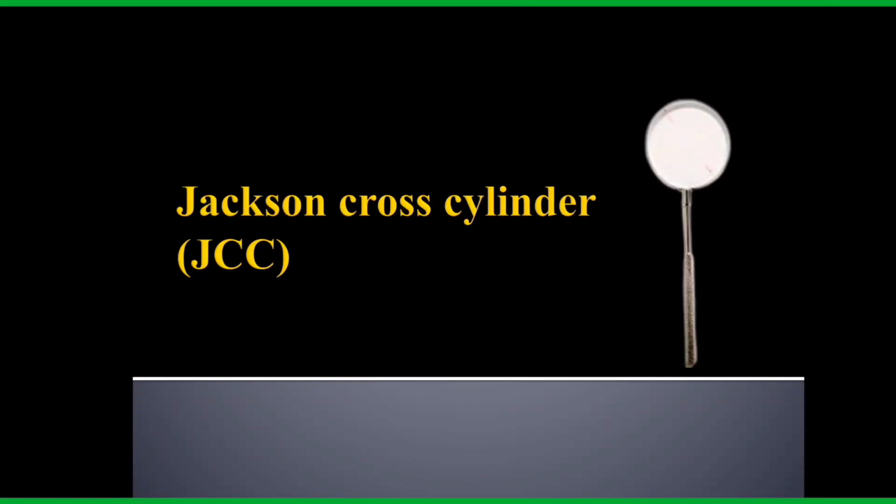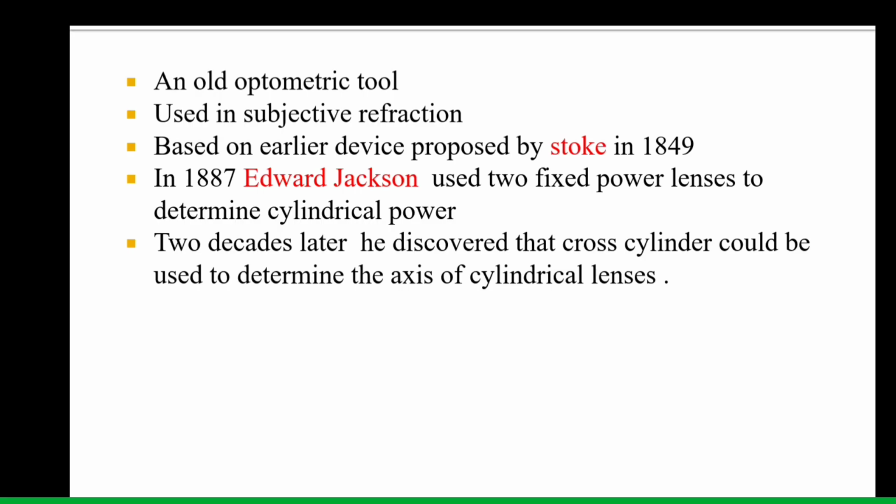In this video I am going to discuss Jackson cross cylinder or JCC. So let's start with the history. Jackson cross cylinder is an old optometric tool which is used in subjective refraction, mainly in cylindrical axis refinement.